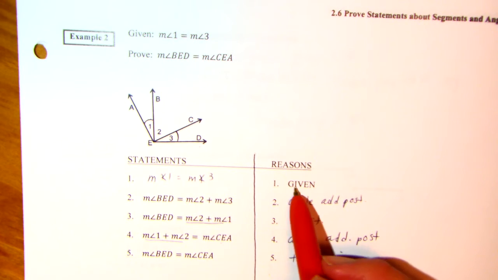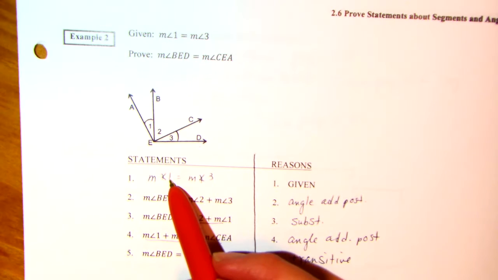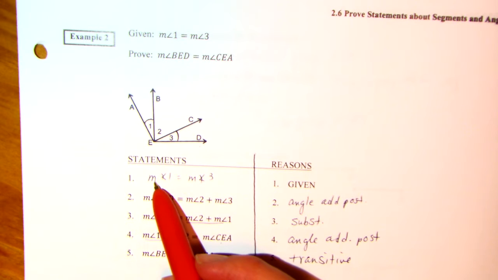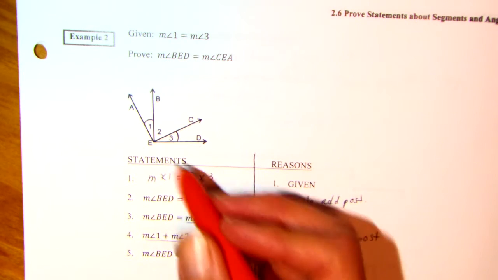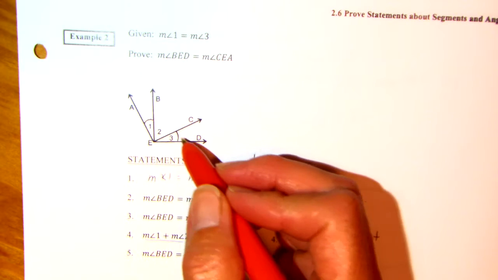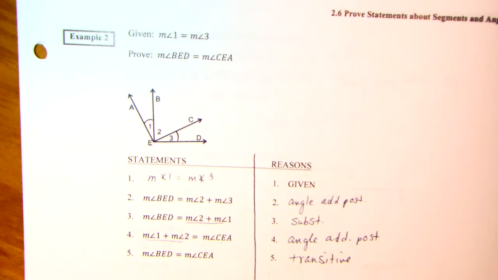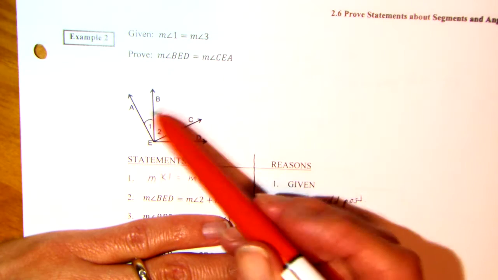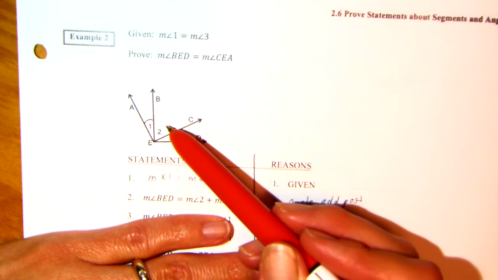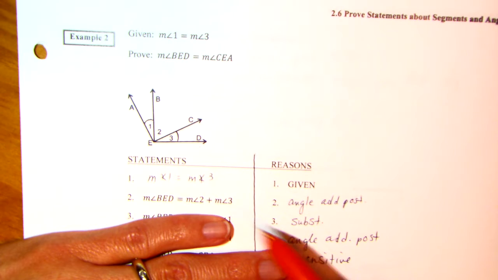I told you it was given, so take the information from the given and write it in. Measure of angle 1 equals the measure of angle 3. I also made this arc to show that those are the same. Now, using angle addition postulate, I know that measure of BED is equal to measure of angle 2 and the measure of angle 3. Okay?